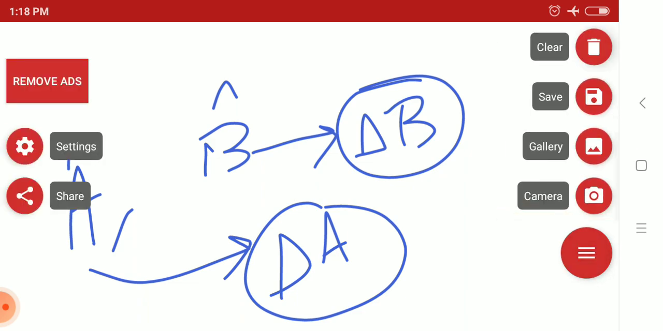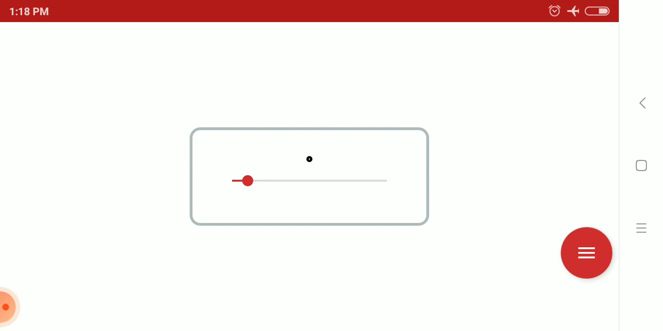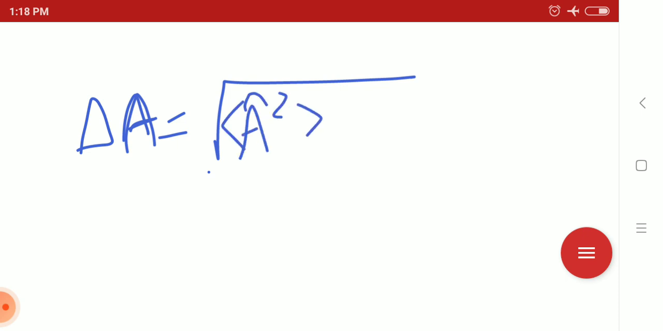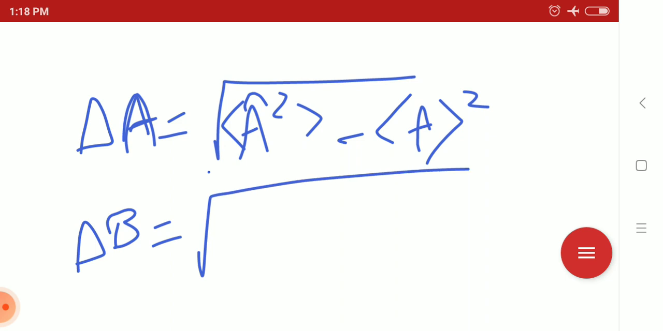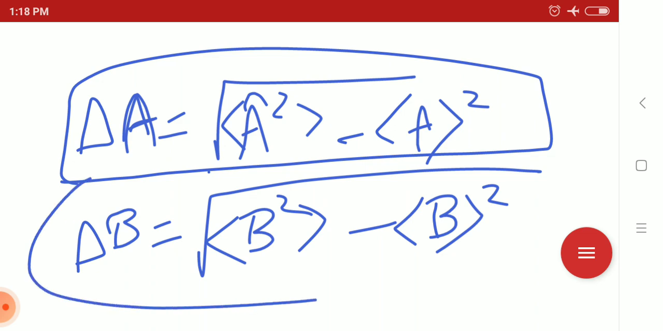There is a very little but very important formula. Firstly, what do we know? Delta A is actually the square root of the average of A operator square minus the square of the average of A. And delta B is the square root of the average of B operator square minus the square of the average of B. These are delta A and delta B.